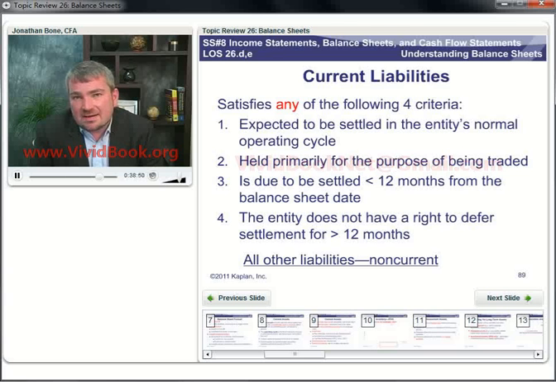So it's either they're expected to be settled in the normal operating cycle or held for the purpose of being traded, or really this is the one I tend to think of as the most common. These are liabilities that are falling due for settlement inside 12 months of the balance sheet date. So liabilities that are falling due within 12 months. And of course we can't have the right to defer payment for more than 12 months. If they don't meet any of these four criteria, then by definition, they're going to be non-current liabilities, or if you like, liabilities falling due after more than 12 months.